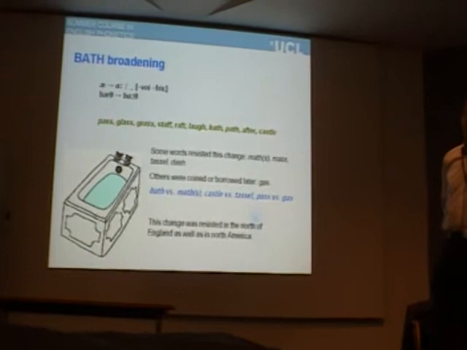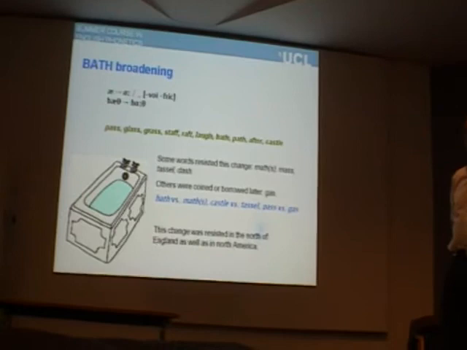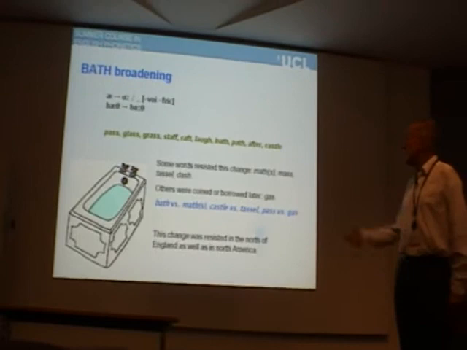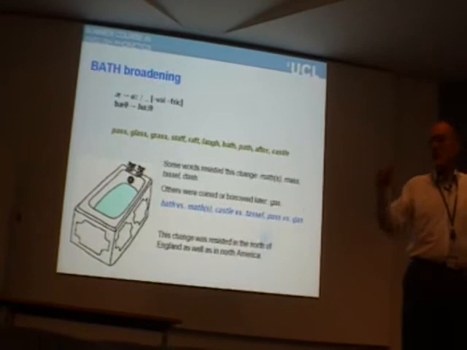We have non-rhyming pairs: castle compared with tassel, pass compared with gas. For some reason, the change didn't apply before voiceless sh, although the palatal-alveolar voiceless fricative is a voiceless fricative. The change never happened before that, so we keep dash and mash and rash and so on.